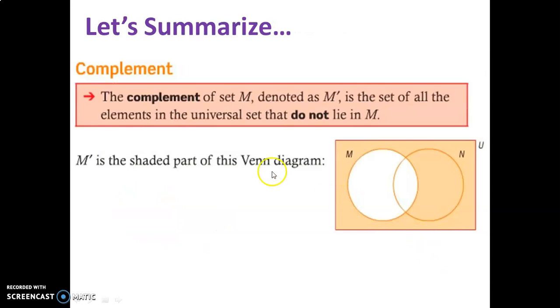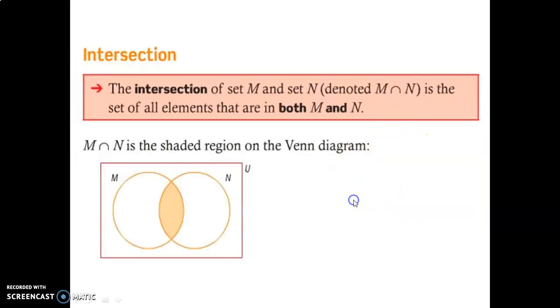Okay, so just to summarize, a complement is denoted like this. A complement of M is M not, with the bar symbol there. It means the things that are outside of M. So here's M, and then M not is outside there. An intersection is noted like this with this symbol here for intersection. It means both M and N. So in this diagram, this is your intersection.